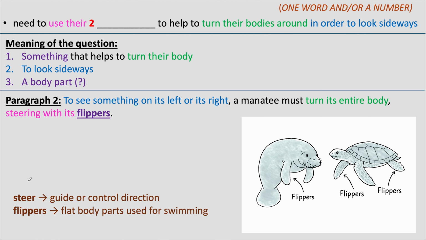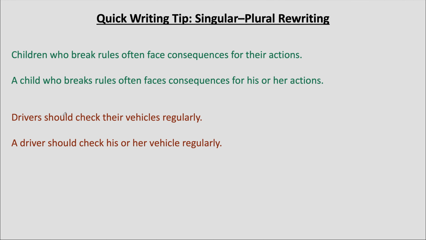One small but important point here. In the question, the word before the blank is their, but in the passage, it is its. That does not mean the answer is wrong. In reading passages, singular and plural often change. Manatees in general becomes a manatee in the passage. You can use this in your writings as well.